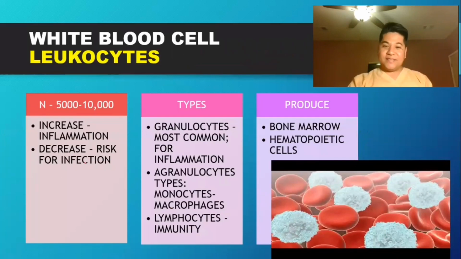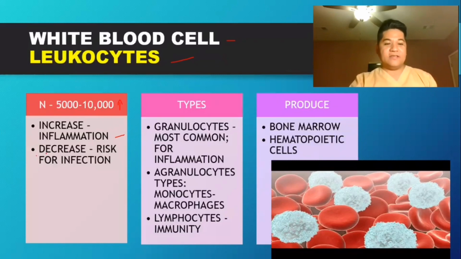Next, your WBC, or the white blood cell, also known as the leukocytes. This is very important as well because our body needs to have homeostasis or equilibrium. So WBC is responsible for fighting infection or inflammation. The normal value is 5,000 to 10,000. So an increase above 10,000 means they are having inflammation because the WBC is producing more and more to fight back the infection.